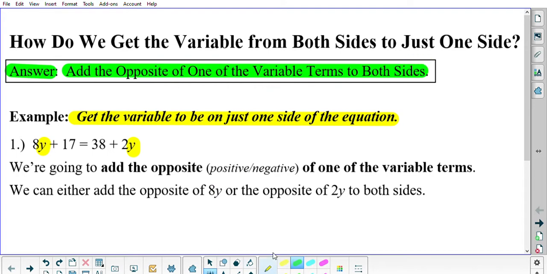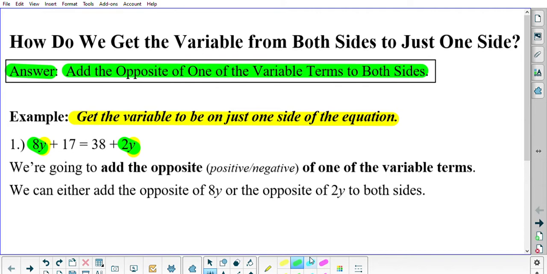And so obviously there's two different variable terms. When I say variable terms, I mean the terms with a variable. So in this case, it'd be 8y or 2y. And so what we're going to do is, as it says here, follow along, we're going to add the opposite of one of the variable terms. And when I say the opposite, I mean if it was positive, then the opposite would be negative. If it's negative, well, then the opposite would be a positive. And I'm going to show you why that's going to work.